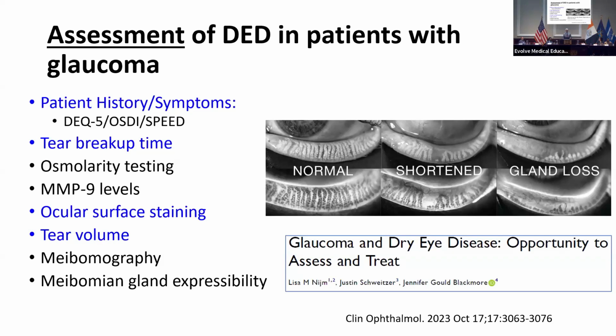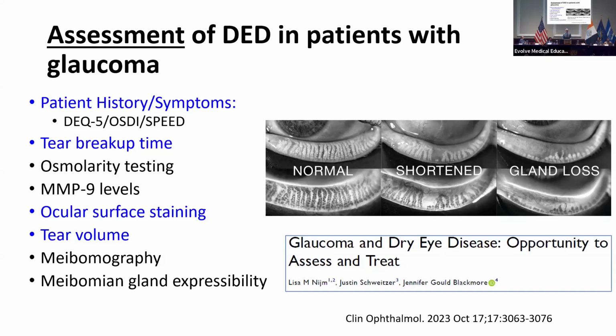bit. You have to look at the patient separately from just looking at their eye pressure, doing Goldmann tonometry, doing visual field and OCT. You might have to figure out a way to spend time to get patient history and symptoms, tear breakup time, ocular surface staining, tear volume. Those are the easy things, I think, to do in a patient with glaucoma and ocular surface disease.